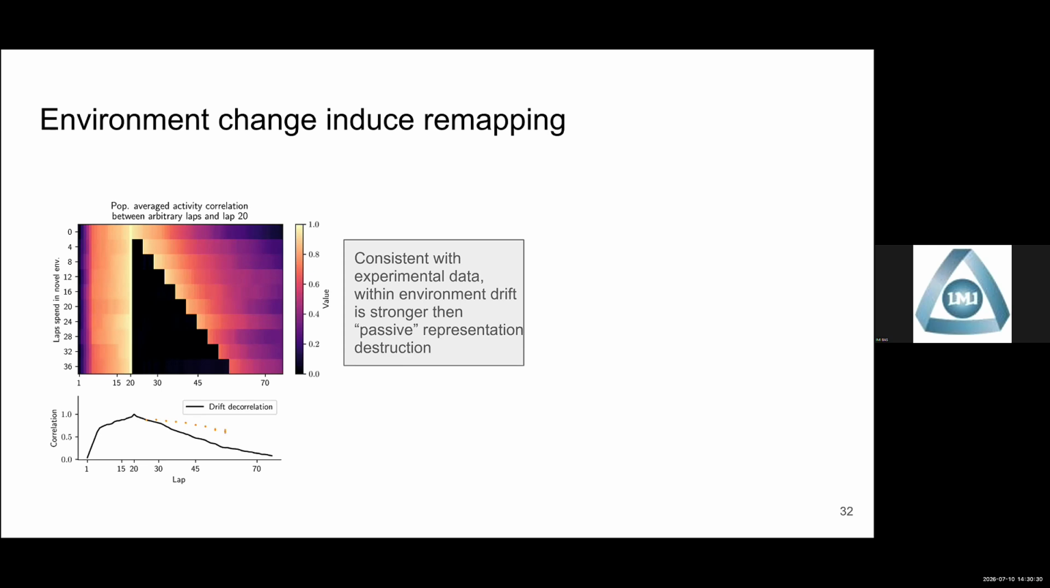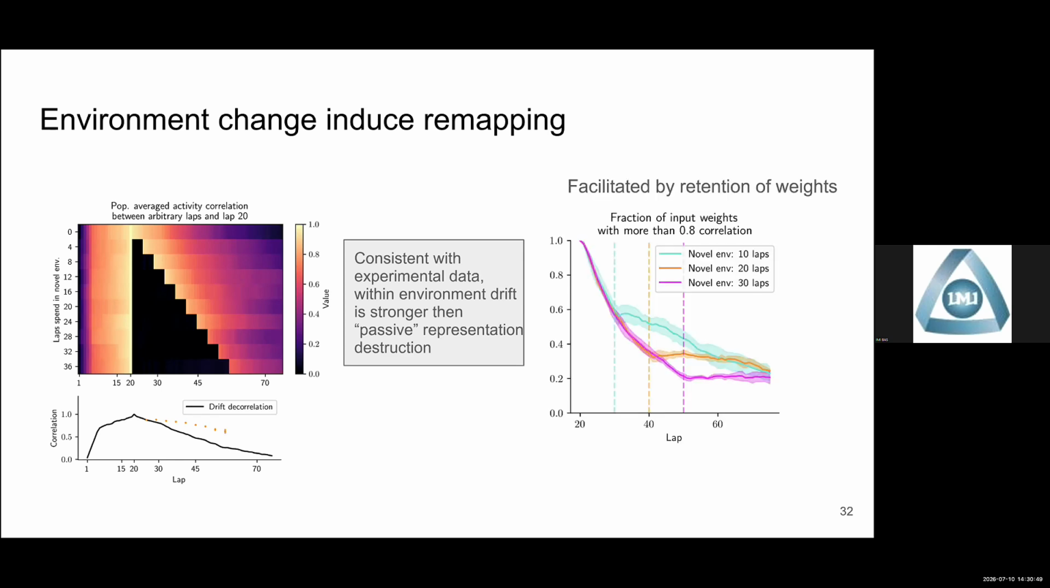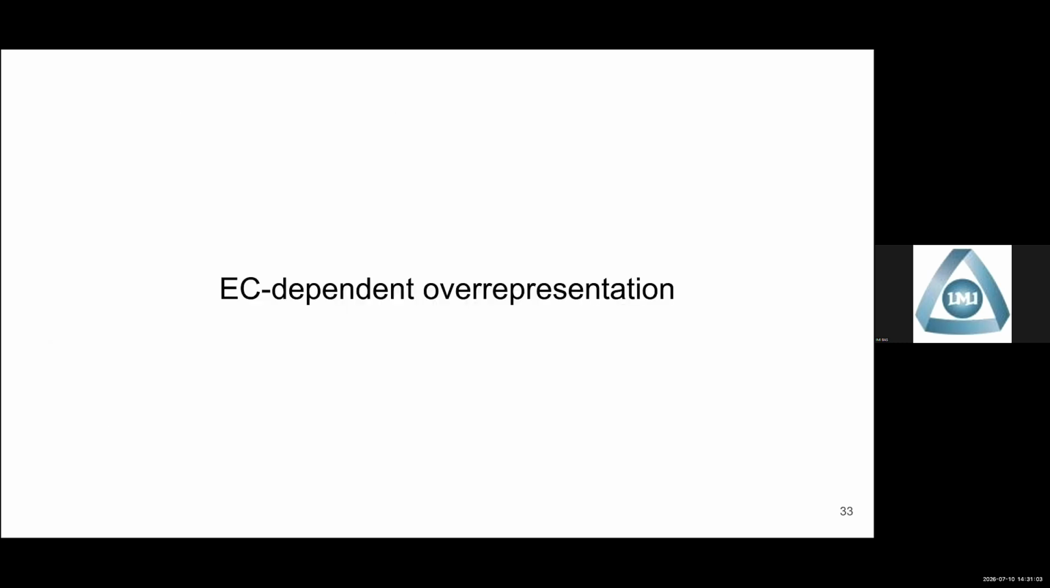So this is not crazy, this is kind of expected, but you can also see that these points here correspond to the first time point in the old environment again, and this decorrelates slower than the drift decorrelation, the baseline over here, which is also consistent with experimental data. This can be explained, or is facilitated, by the retention of certain weights. Certain weights are just not depotentiated by the BTSP because of the configuration of the input. So this is kind of clear. Okay, so this was the first part about drift and remapping.